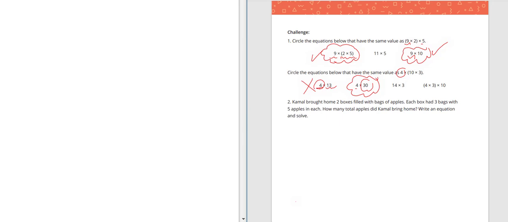The third equation, 14 times 3. We have 3 here and 3 here. But 14 not equal 4 times 10. So we reviewed this equation. And the last equation is 4 times 3 times 10. The same factors, 4, 4, 10, 10, 3, 3. But replace the factors together. He changed the order, not change the product. So we can circle the last equation.